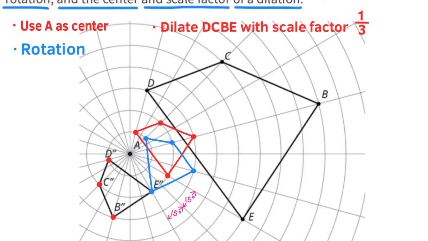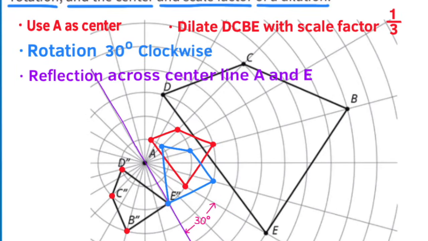Now I've been calling them units just to make it easy, but each one of those units is worth 15 degrees. The reality is, it was a 30-degree clockwise rotation. And with this rotation, we've created a reflection across centerline A and E.